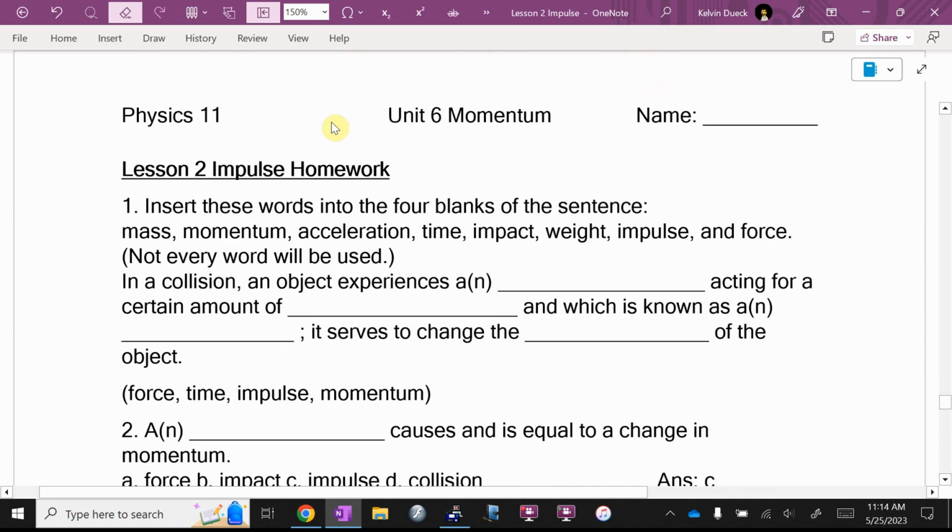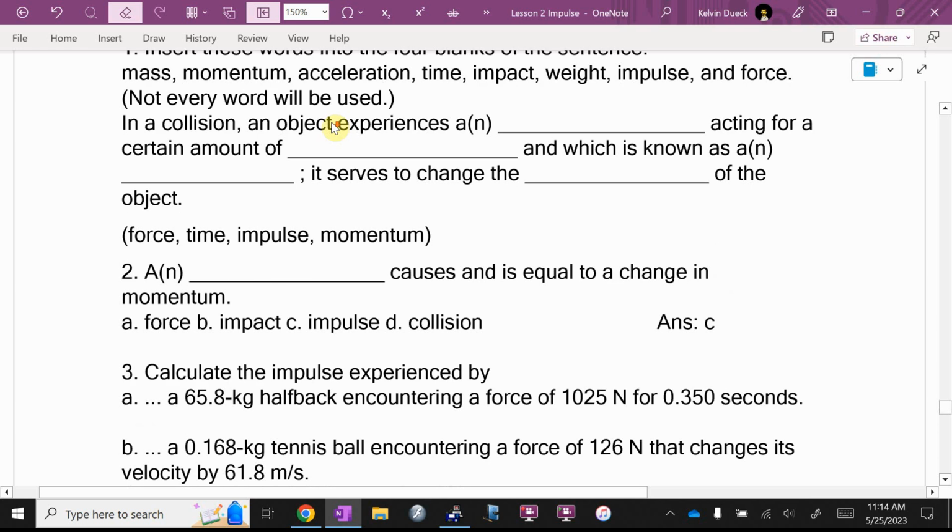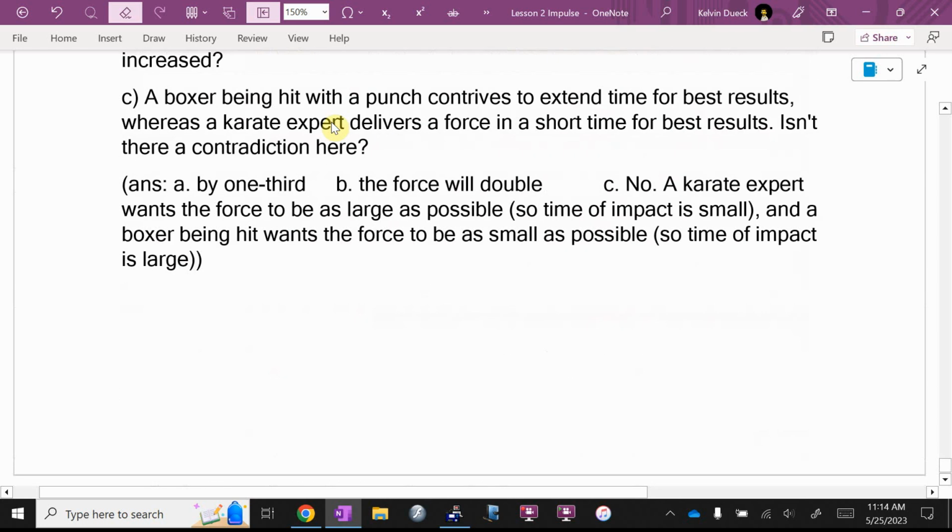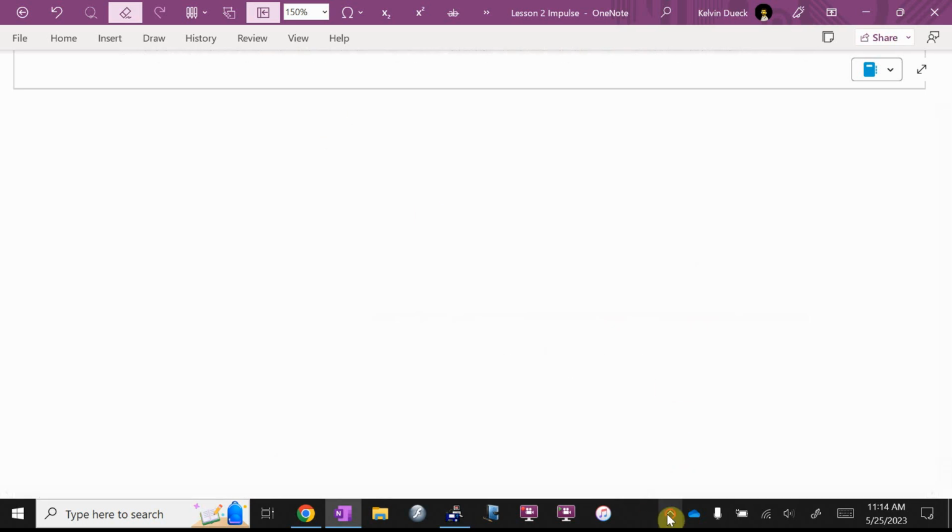So, impulse. Don't overcomplicate it. What's your homework? Every question. You can probably get it all done in class.